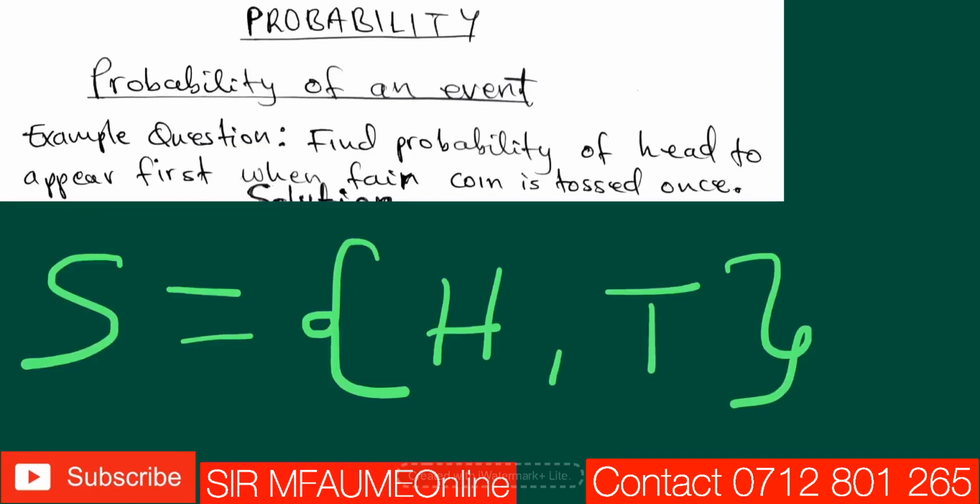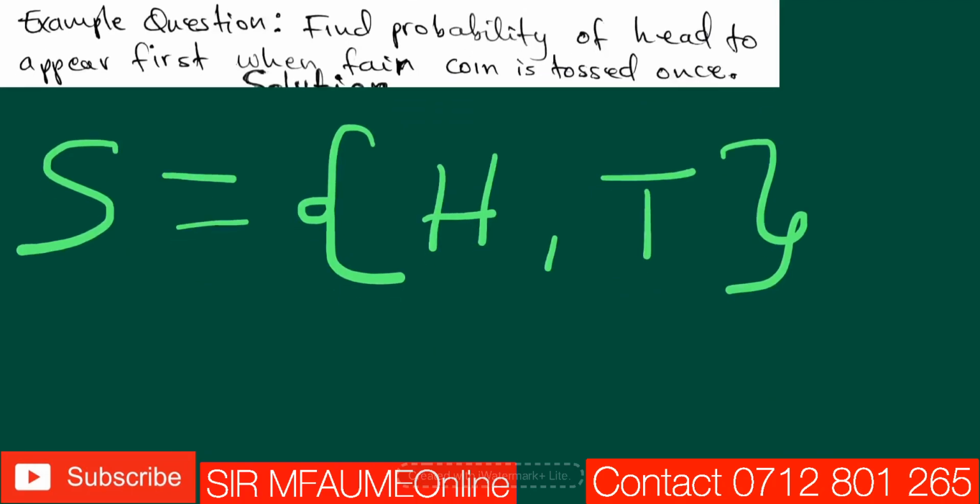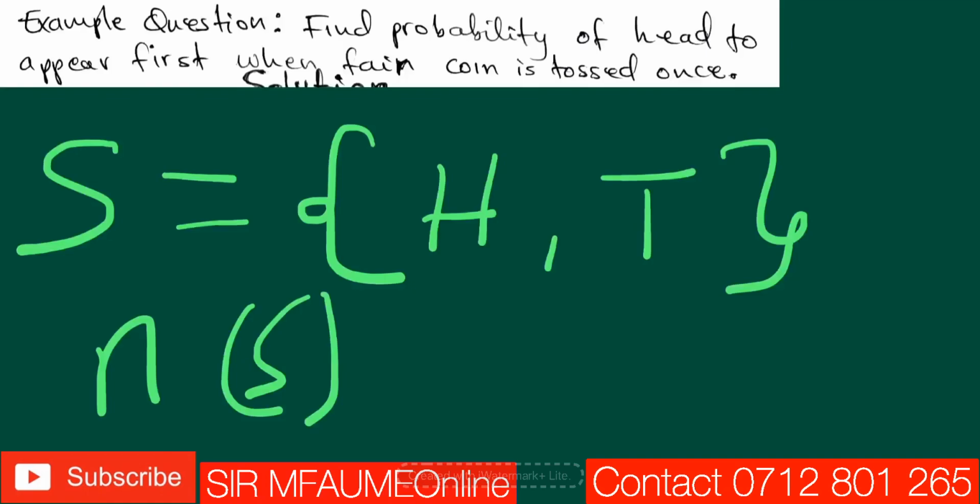From this set of sample space, you can find the number of sample space. The number of sample space means the number of elements found in my set of sample space. If you are smart enough here, you will observe only two elements: the first one is head and the second one is tail, as you see here. That means the number of sample space here is equal to 2.